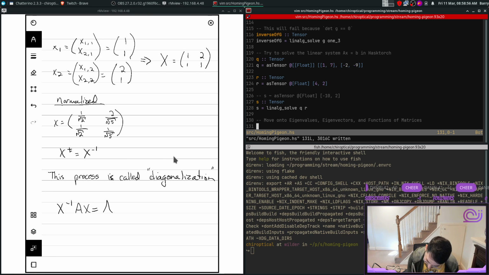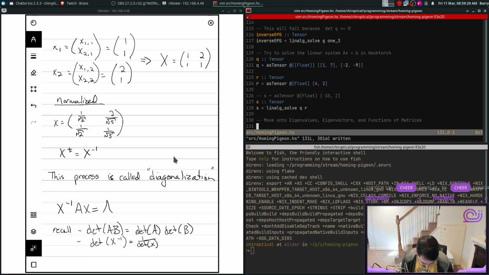Okay, so we recall that the determinant of AB is equal to determinant A times determinant B, and also the determinant of X. This is supposed to be a capital X.